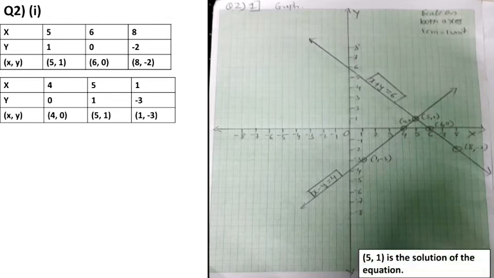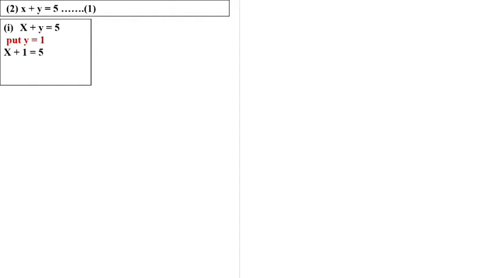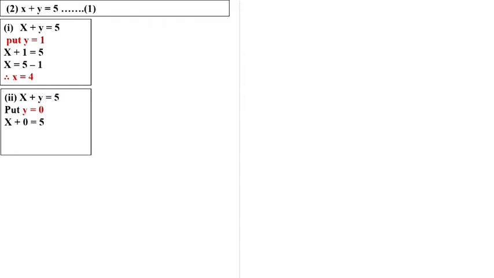Same way we will solve the equation number 2. Second one is given x plus y equal to 5. That is equation number 1. With the help of this equation, again we will solve. Substitute y equal to 1 in the equation. X plus 1 equal to 5. So plus 1 will go to the right side, become minus 1. So x value we got 4. Now we will take the same equation, put y equal to 0. So x plus 0 equal to 5. We get x value is 5.